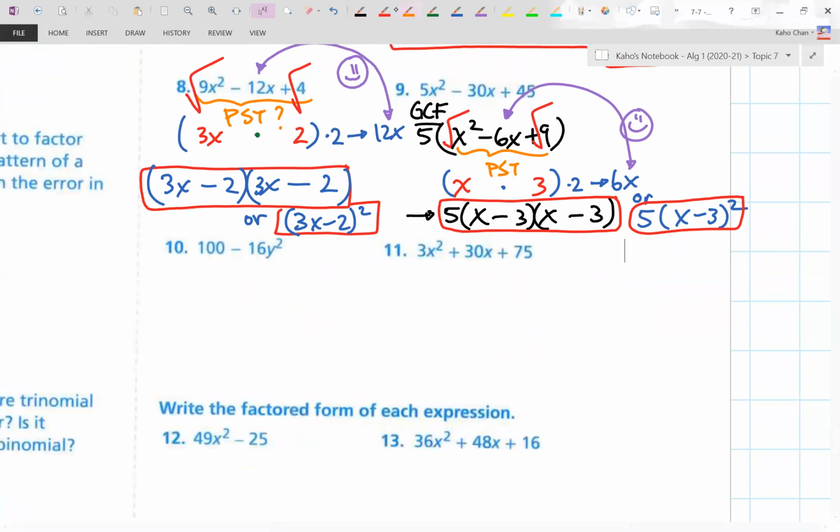Maybe we should let you guys try one on your own. I'll let you try number 10 by yourself. Before you do number 10, though, I will warn you, you can actually factor out a 4. So try number 10 by yourself, and I'll be quiet.